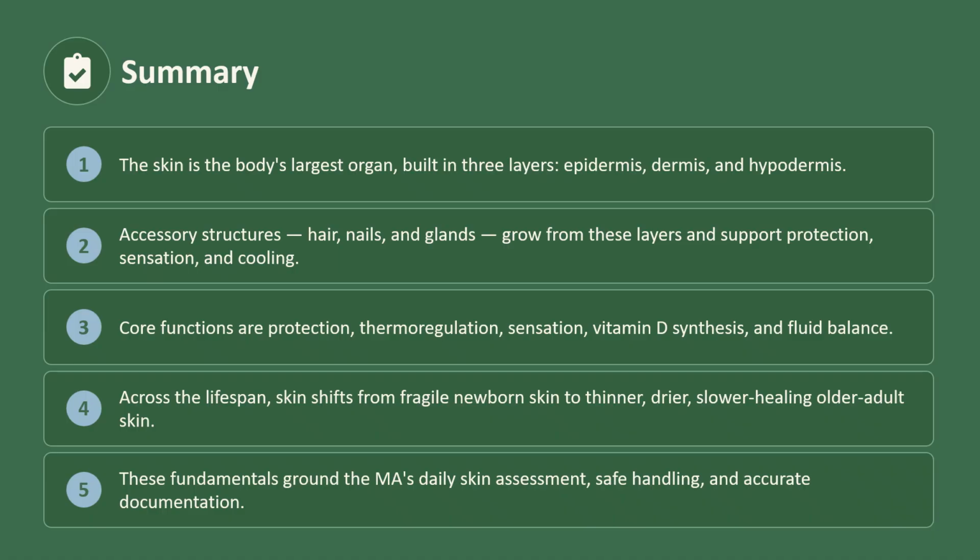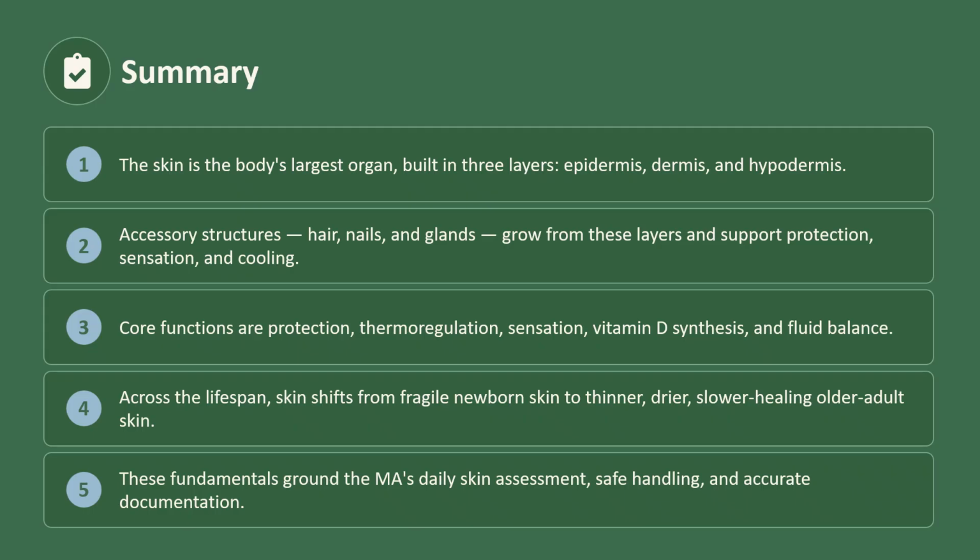In summary, here are 5 points capturing everything from this lecture, and they map right back to the learning outcomes we set at the start. 1. The skin is the body's largest organ, and it's built in 3 layers: epidermis on the surface, dermis in the middle, hypodermis or subcutaneous at the base. If you can redraw that stack from memory, you're in good shape.